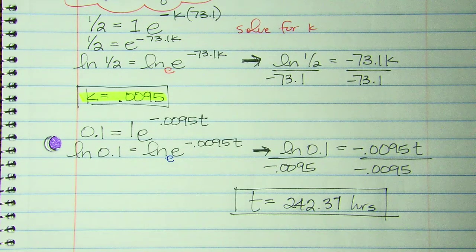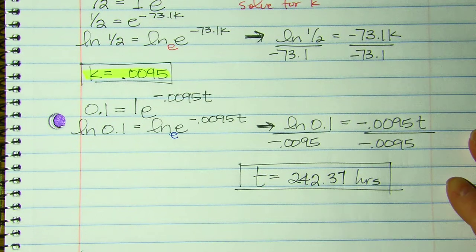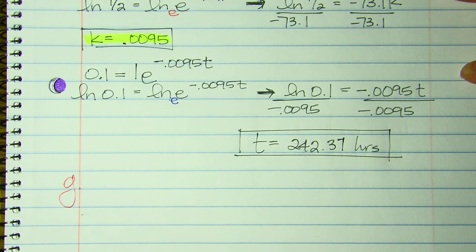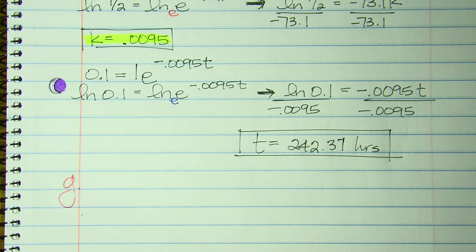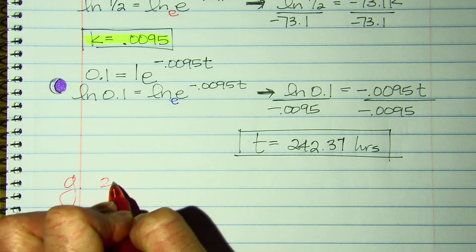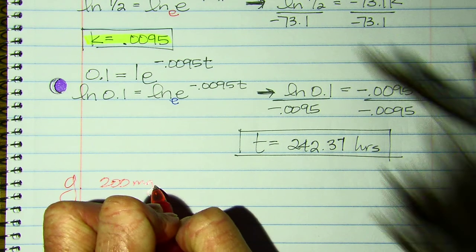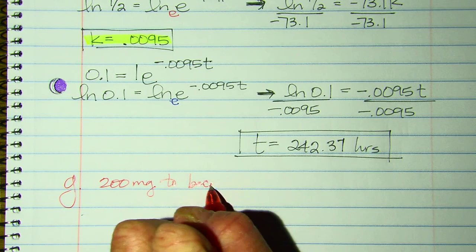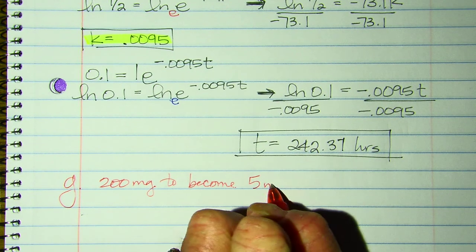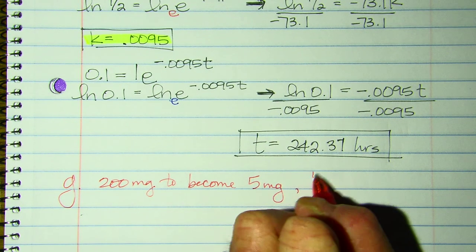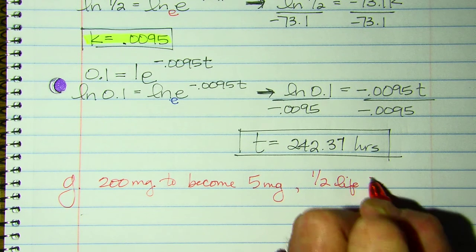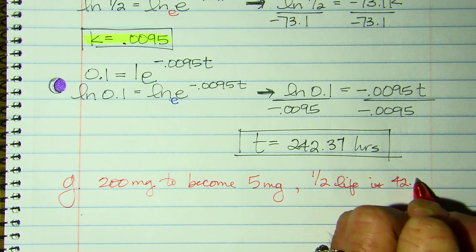Okay, so based on that information, we are going to do the last part of your lesson practice, and that is part G. And it asks, how long will it take 200 milligrams to become 5 milligrams if the half-life is 42.3 minutes.